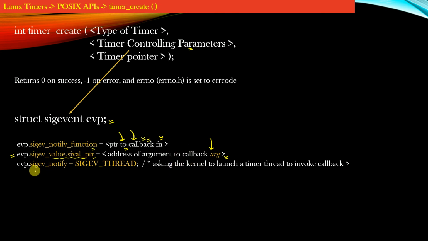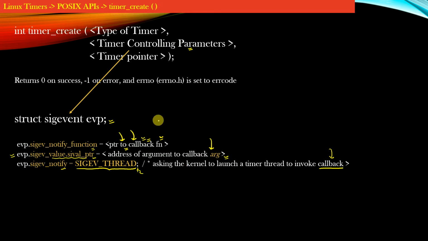And the third member, sigev_notify, is always hard-coded to this constant, right? SIGEV_THREAD. By specifying this constant, we are actually asking the kernel to launch a timer thread to invoke the timer callback, right? There are actually other ways using which the kernel can invoke the callback function, not necessarily through the expiration of the timer, but also it can invoke in other ways. What are those other ways? That is not important for discussion here because we are dealing with timers.